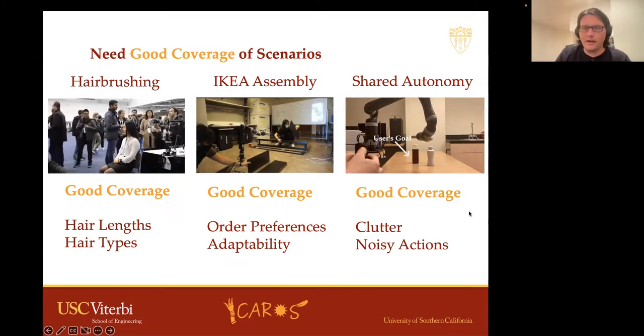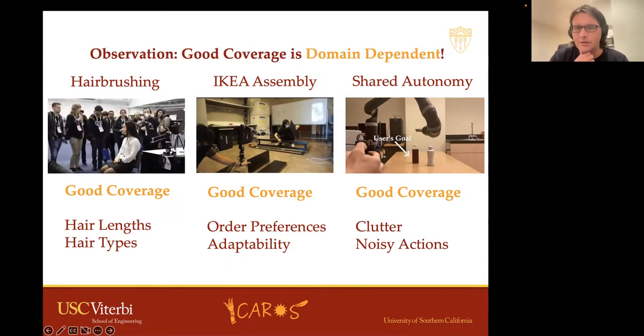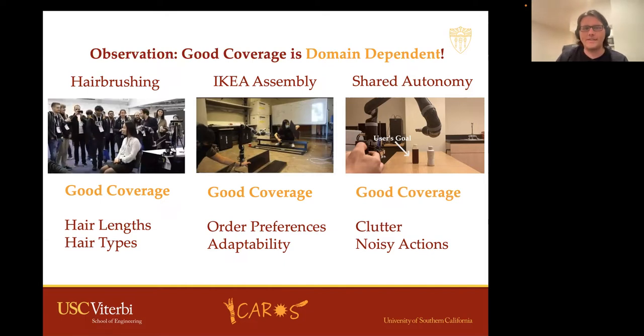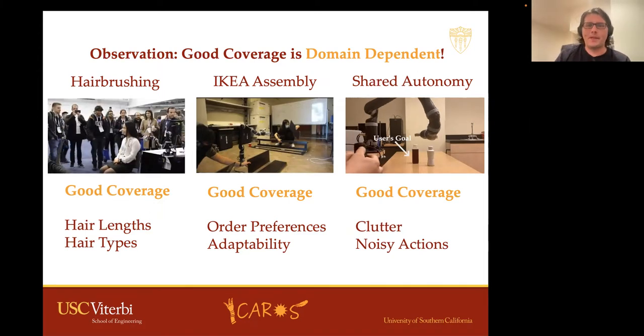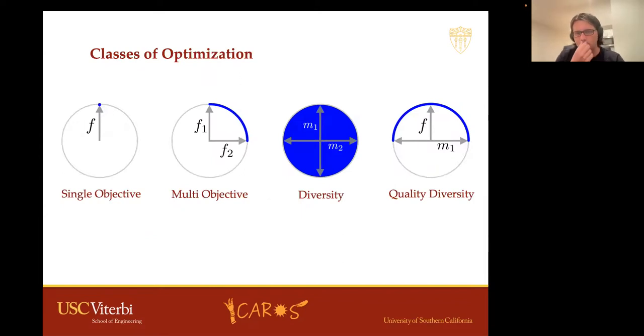And so the observation I kind of made is good coverage is domain dependent. If you wanted to test one of these systems, you need to kind of set up that system for the domain, and you need to specify what good coverage means. And so we needed a way to do that. So I started looking through different classes of optimization methods to kind of line up with this scenario generation problem. And so one way is you could have single objective optimization.